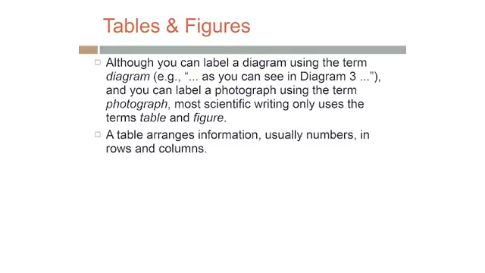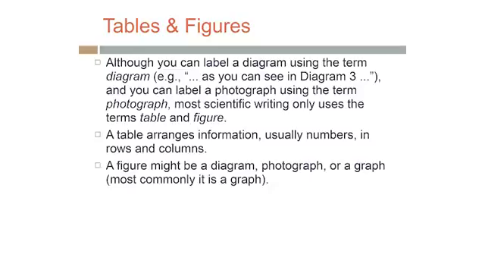So what are these? You probably already know a table. It arranges information in rows and columns. So if it's something that would look like a spreadsheet, that's almost certainly going to be a table. A figure, as I've already mentioned, could be a diagram, could be a photograph, but most commonly it will be a graph. So data is plotted on X and Y axes, for example. This is the most common type of figure.